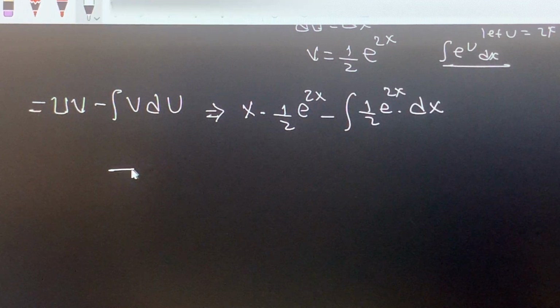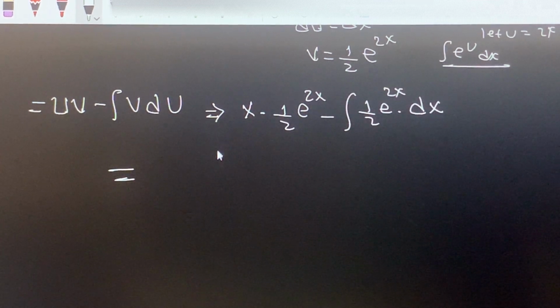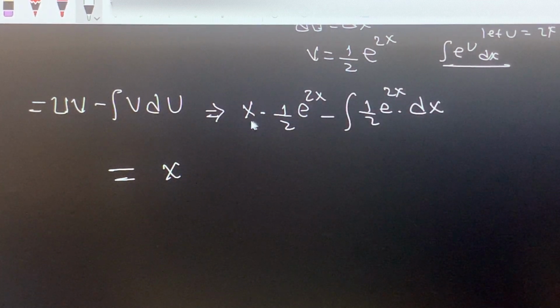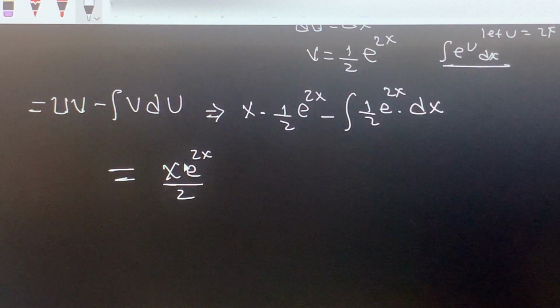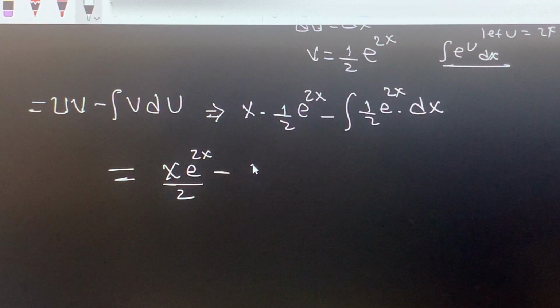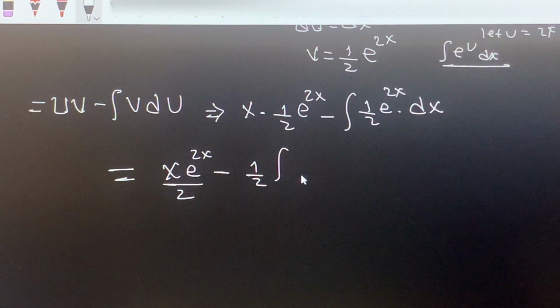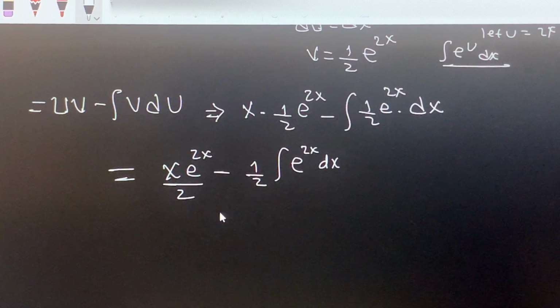So what I'm going to do is this. The left side is going to be x times e to the power of 2x over 2, minus, I can take out this 1 over 2 from the integral, and that's going to be 1 over 2 times the integral of e to the power of 2x dx. Nice. Now I can integrate this one.